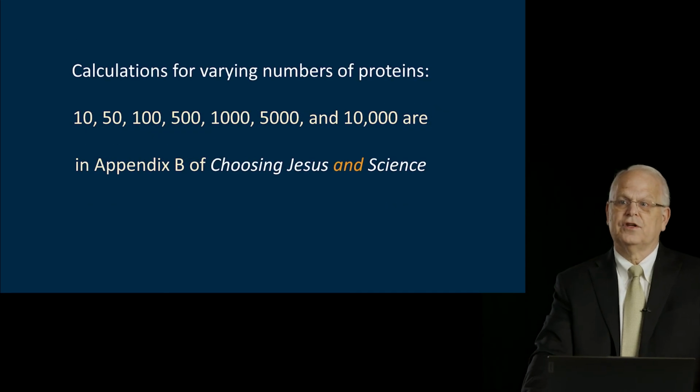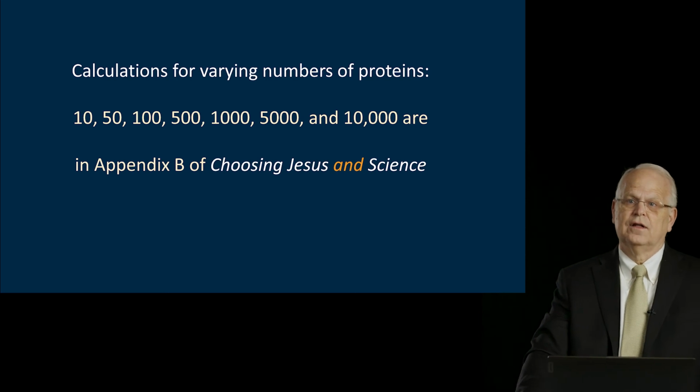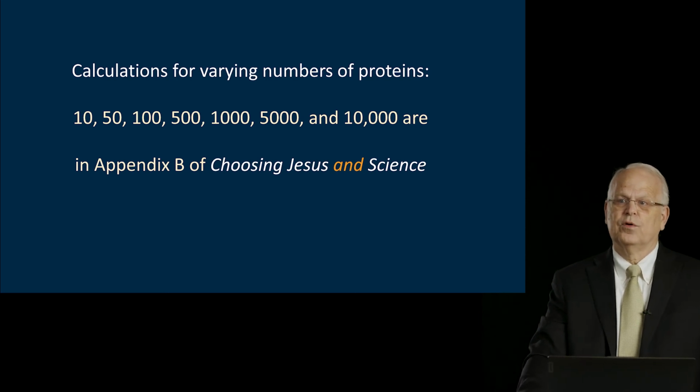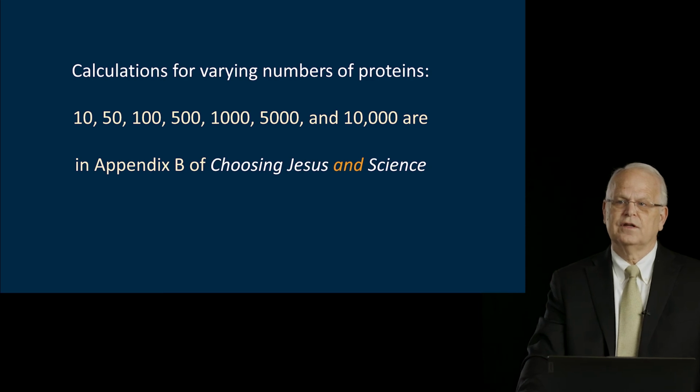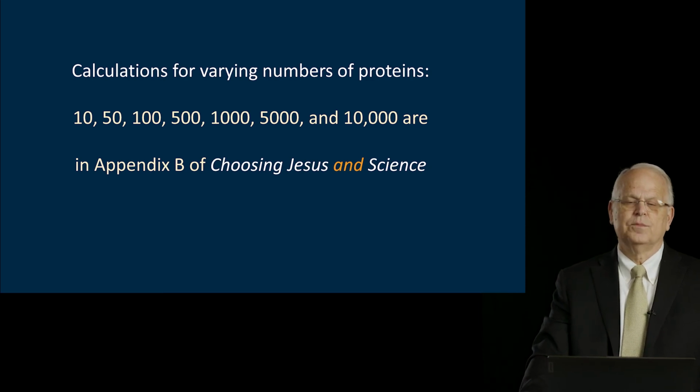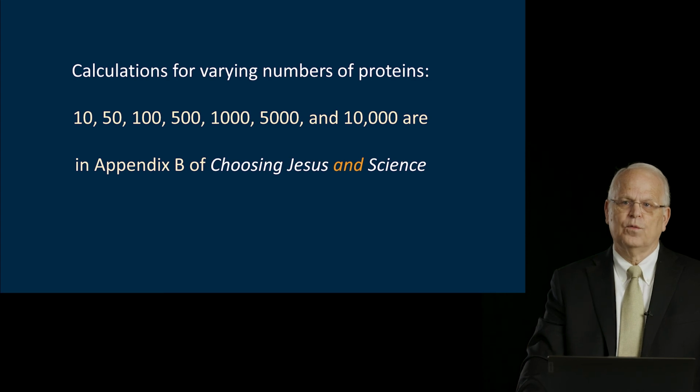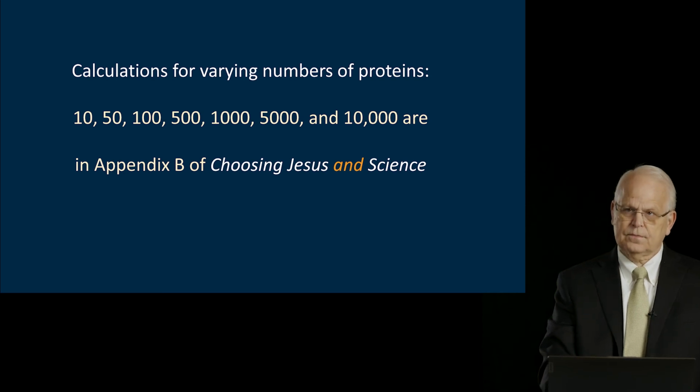Now, I've done a calculation here for 15,000. There are calculations for varying number of proteins, 10, 50, 100, 500, 1,000, 5,000, and 10,000 are in Appendix B of my book. So if you want to see the numbers for those, there are also vanishingly small numbers, but those are provided in tables in Appendix B.